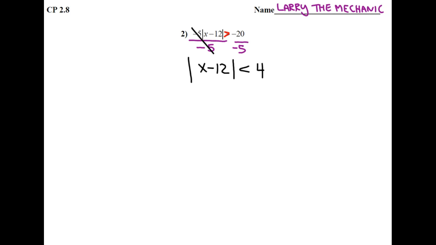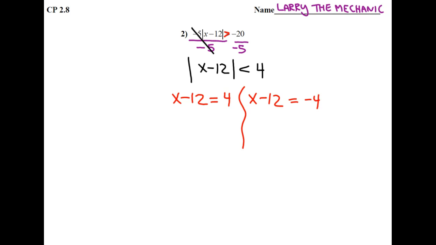Yeah, it's totally possible. But if it said less than negative 4, it wouldn't be possible. So sometimes you want to just stop and make sure this is even possible to do. Now what you're going to do is solve for the positive and negative case where it's equal. So when does x minus 12 equal 4? And then when does x minus 12 equal negative 4?